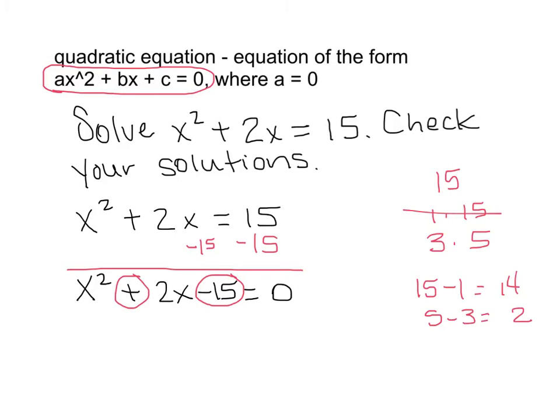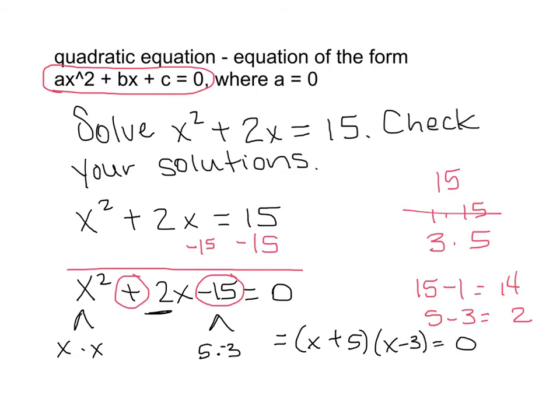Of course we know x squared is x times x, and we just saw that we are going to use 5 times 3, and of course we know that gives us our positive 2x. So to factor this equation, we factor it: x plus 5, x minus 3 equals 0. I forgot my negative sign there.